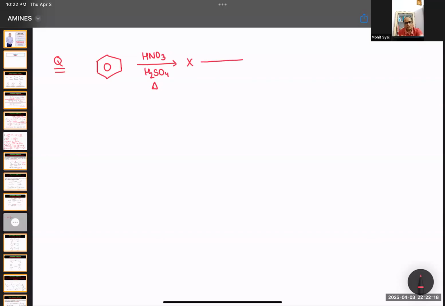This is quite common, you know. This reduction also we have seen just now. This we had seen in the alkyl halide chapter.